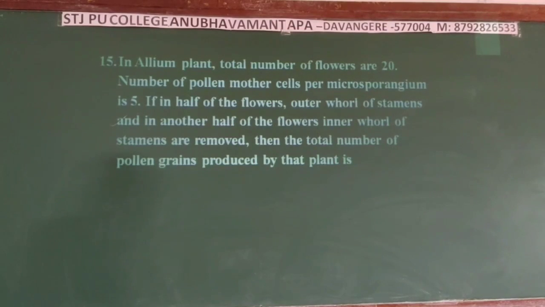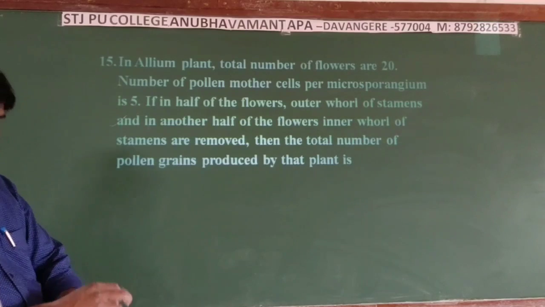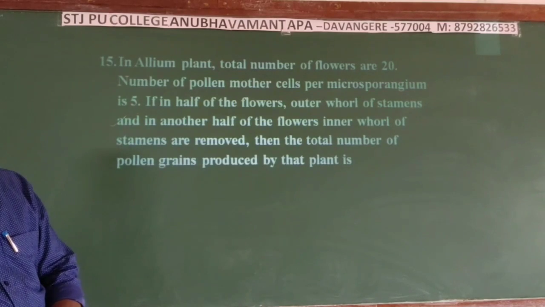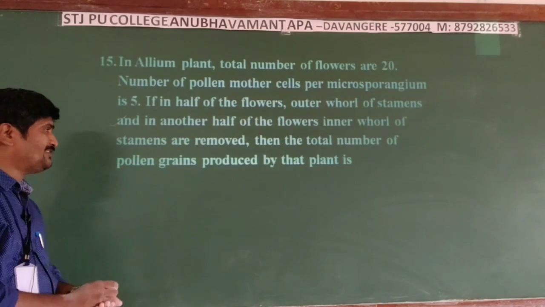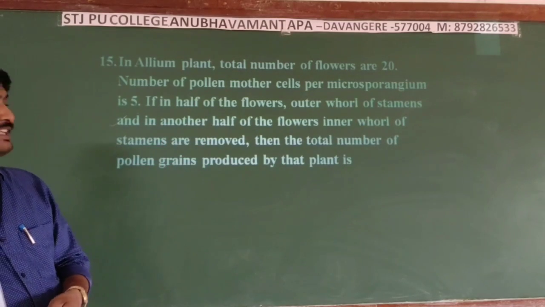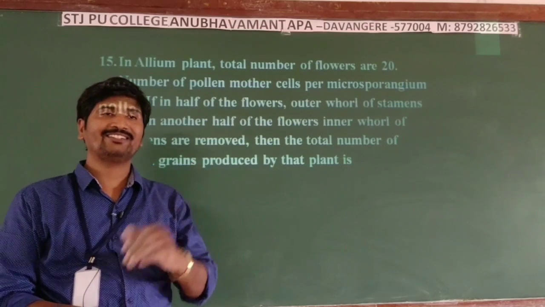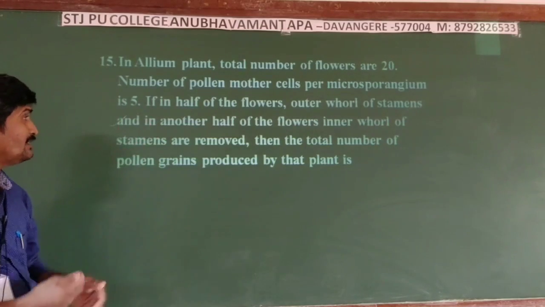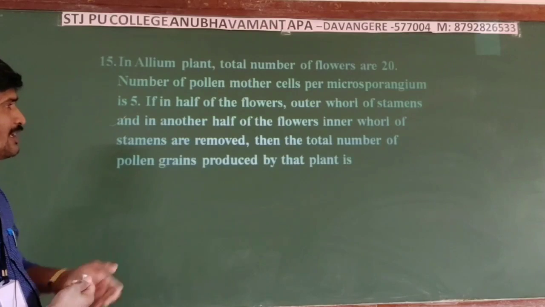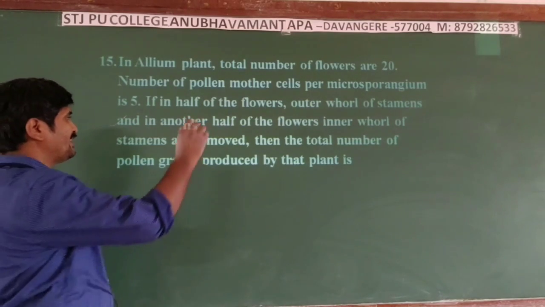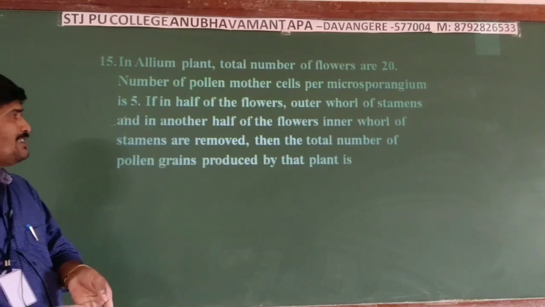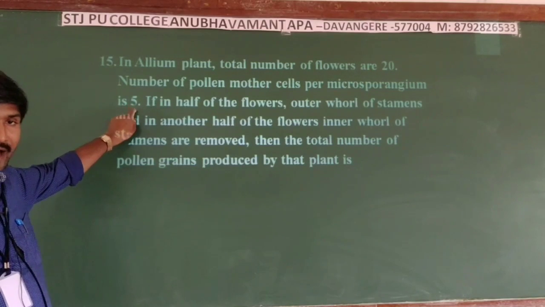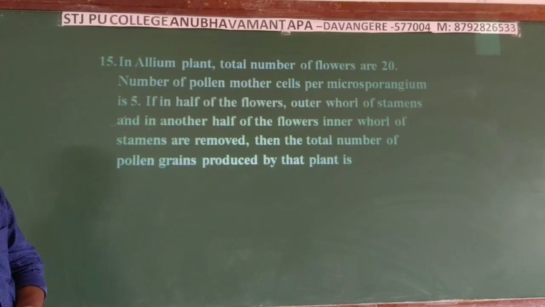In the Allium plant, Allium sativum and Allium cepa, these are the scientific names of garlic and onion. The Allium plant belongs to the Liliaceae family. You know that in the Liliaceae family, how many stamens are present? 6 stamens, arranged as 3 plus 3, total 6. The total number of flowers is 20. The number of pollen mother cells for each microsporangium is 5. Here also the anther is dithecous, tetrasporangiate.